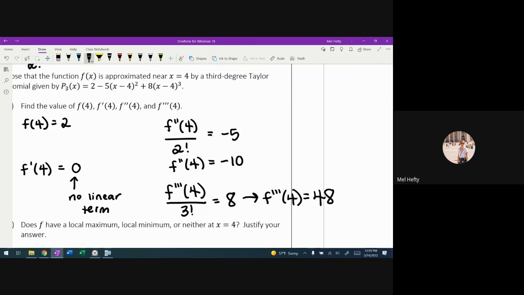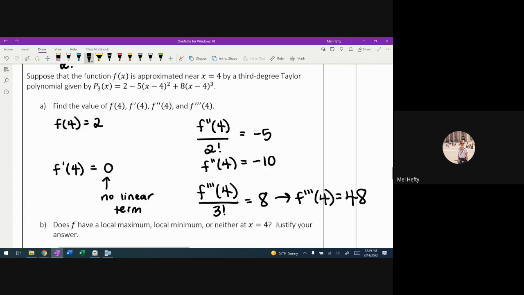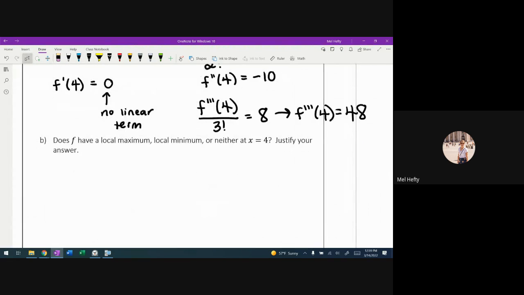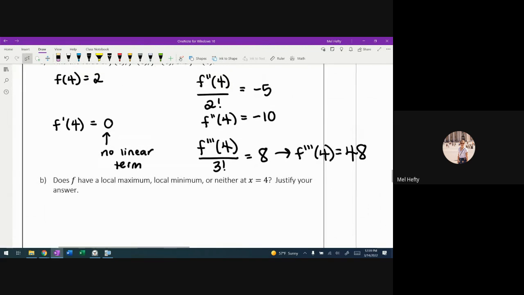All right, so last little connection piece, and then I promise I'll be done. I won't lie this time. Here's another cool way I can connect. So these words don't look like Taylor series words. Does f have a local max, a local min, or neither? That's like AB words.